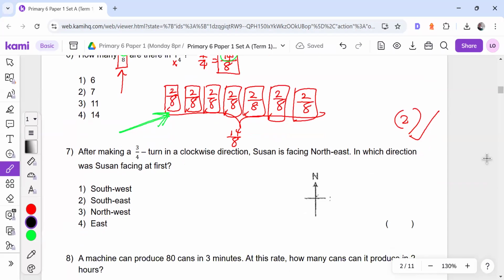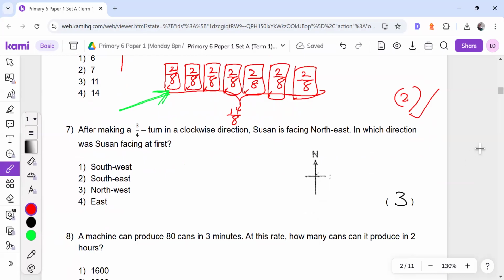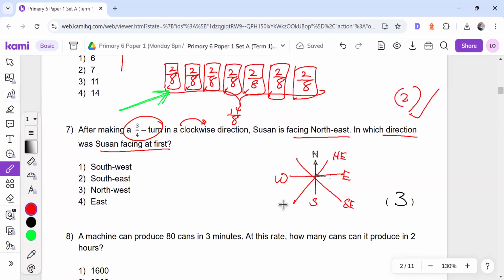Answer question seven, your answer will be number three. Now how to get number three? After making three-quarter turn in a clockwise direction, Susan is facing northeast. So which direction was she facing at first? Now you must draw your compass. If you never draw the compass and you do it in your head, more careless mistakes. So draw this in the exam, and then use this compass to get the answer. So she's facing northeast. So she's facing here.